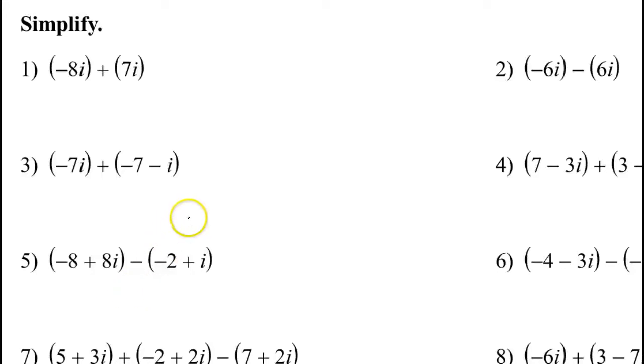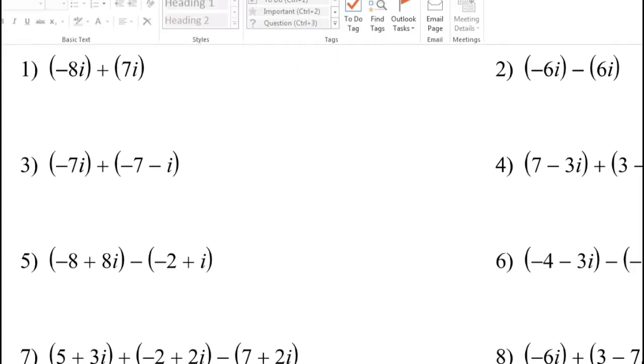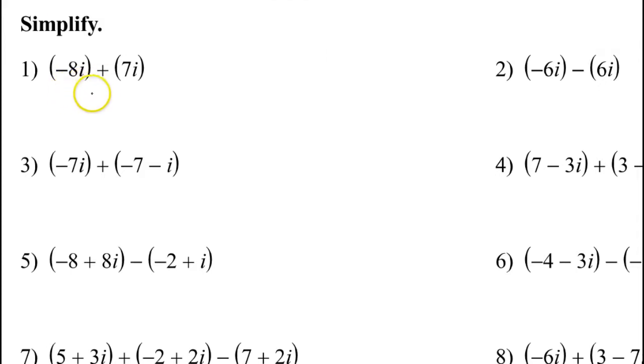In this video, I will show you how to add and subtract complex numbers. Now, a complex number is a number in the form a plus bi, where the a is the real part and the bi is the imaginary part. So if I'm going to add or subtract numbers, I'm going to simply add the real parts with the real parts and the imaginary parts with the imaginary parts. So basically, we're going to treat this i just like we would a variable.